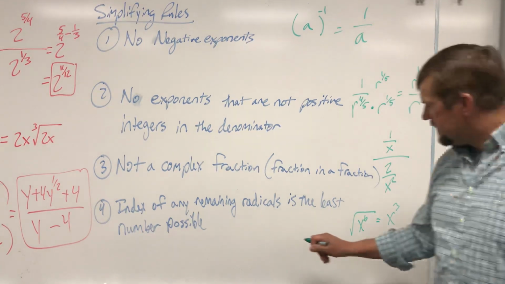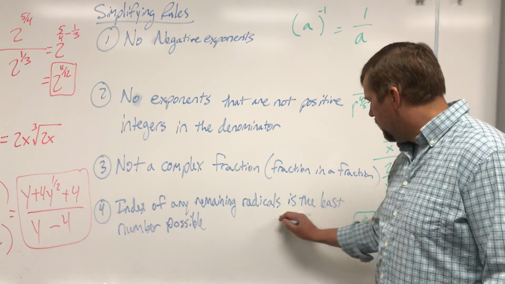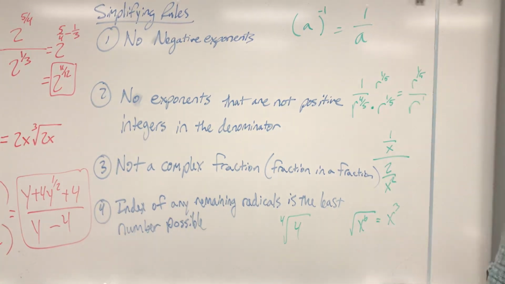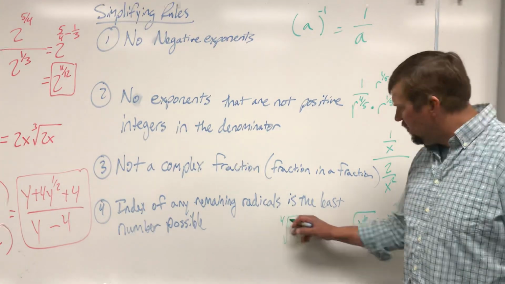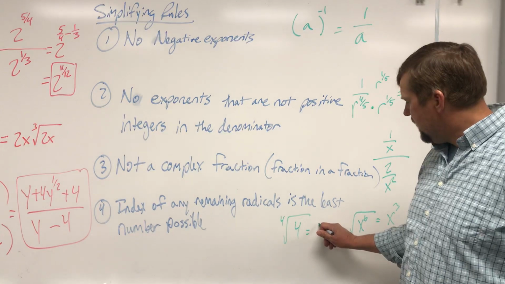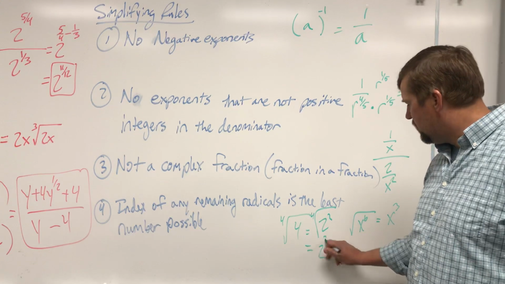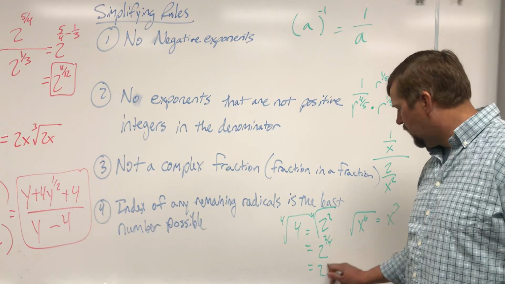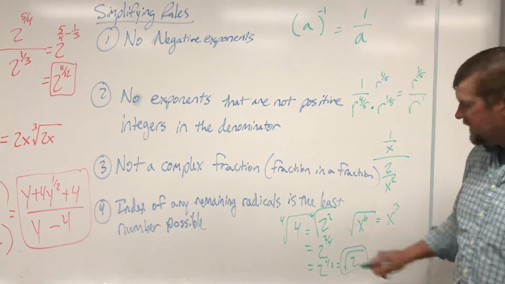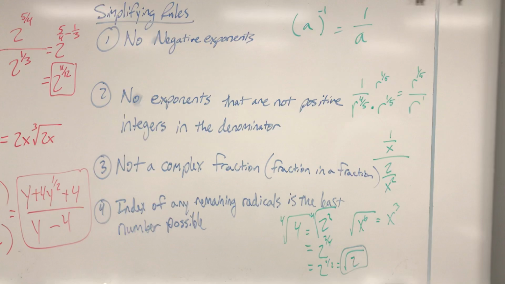Another one would be like this. Let's say you had the 4th root of 4. Well, that is not simplified because even though you can't take the 4th root of 4 directly, this is the same as 2 squared. So the 4th root of 2 squared, so 2 to the 2/4 power, or 2 to the 1/2, or the square root of 2. So the 4th root of 4 is the same as the square root of 2, and that's how it should be written because that's the simplest index possible.